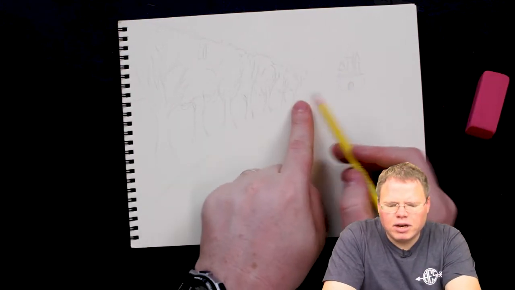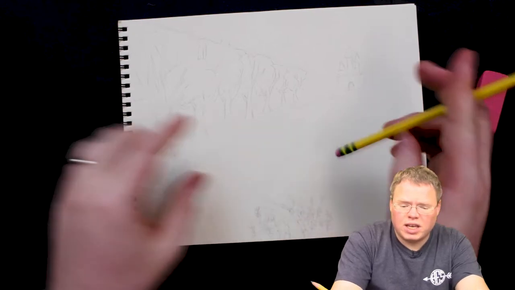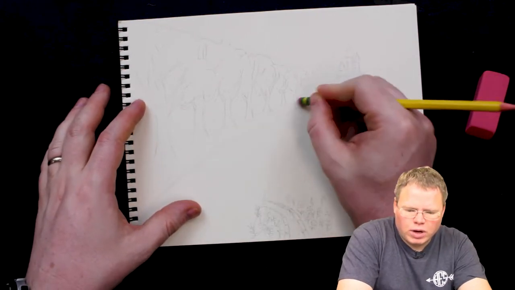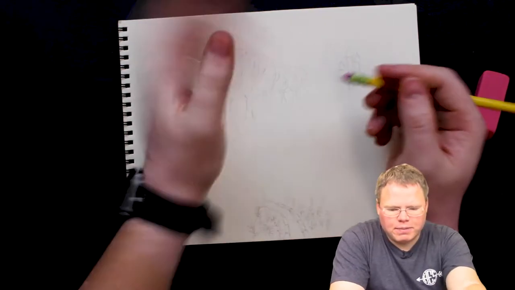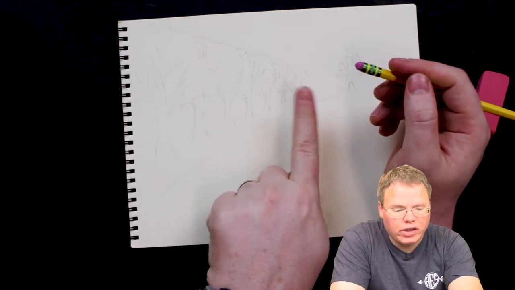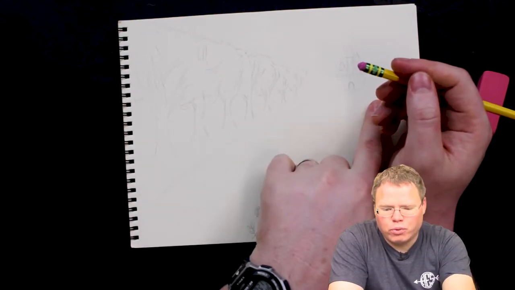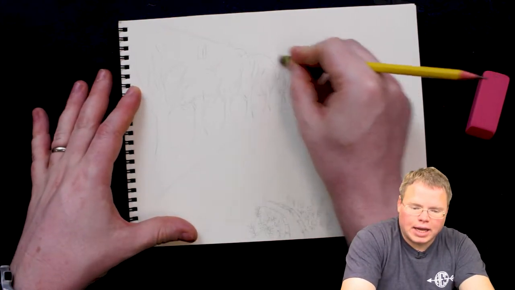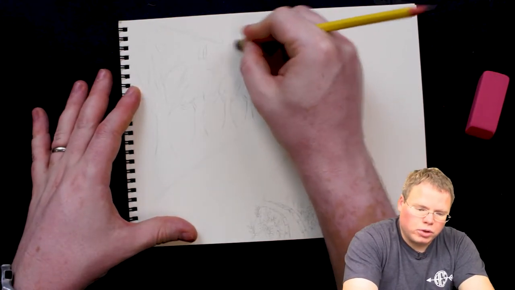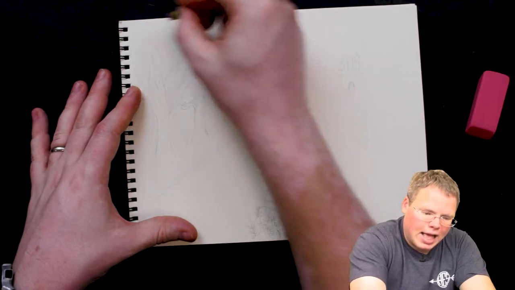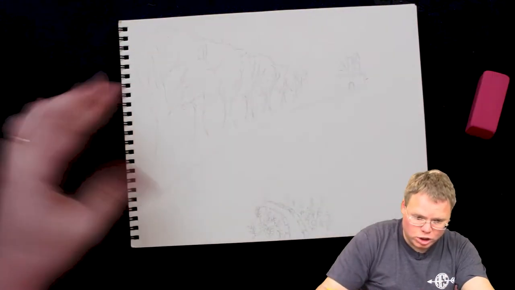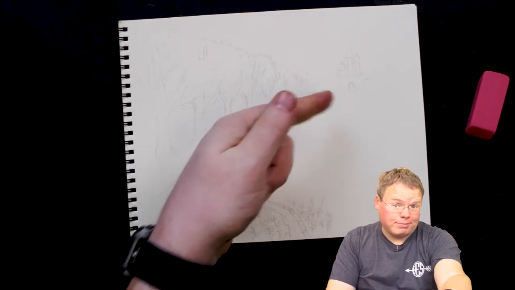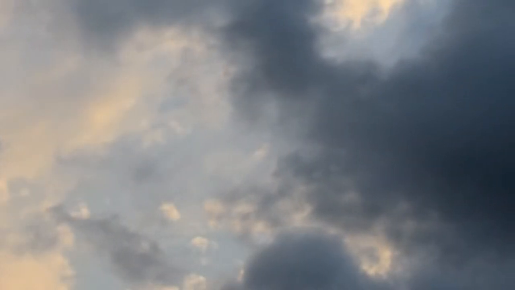And I'm gonna stop there, leave a little bit of a space between, because I know that I'm gonna wanna add some other things past the forest before I get to the castle, but I'm gonna go ahead and erase my guides, and you can see that those trees kind of make a triangle pointing towards the castle, right? Uh-oh, it looks like the storms are coming in.